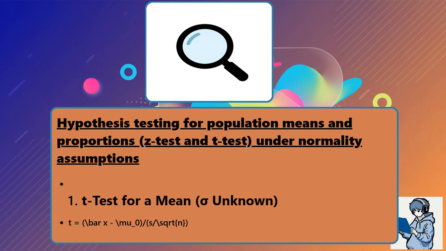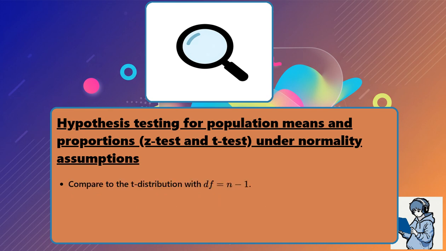Section 3. T-test for a mean, sigma unknown. T equals x bar minus mu naught divided by s over the square root of n. Compare to the t distribution with degrees of freedom equal to n minus 1.